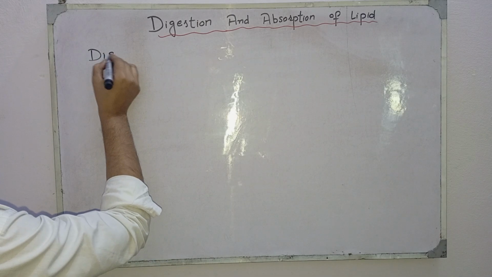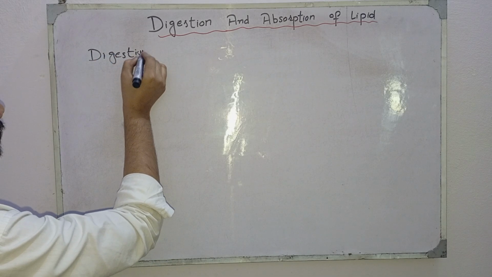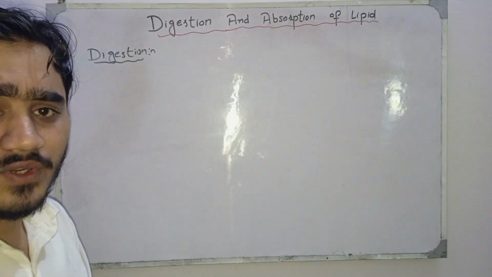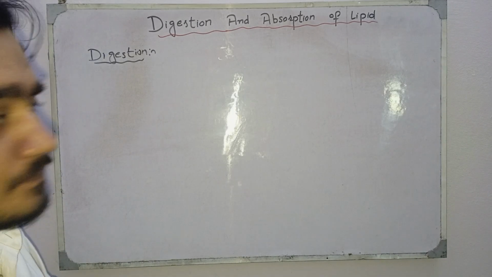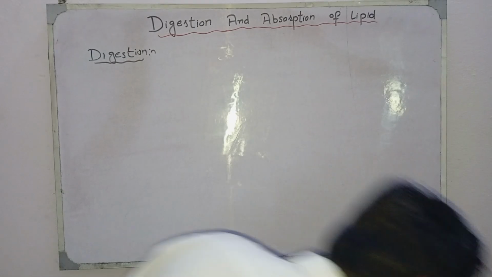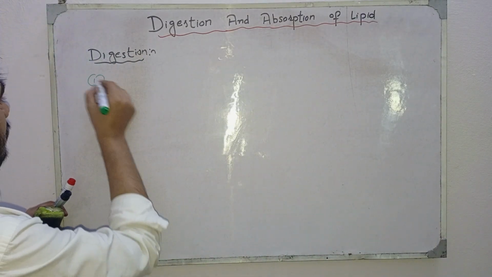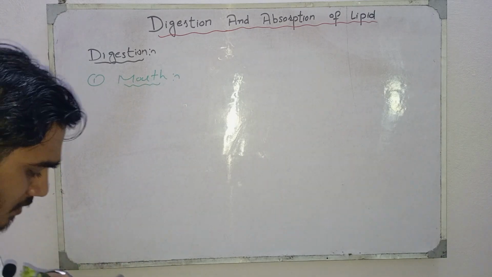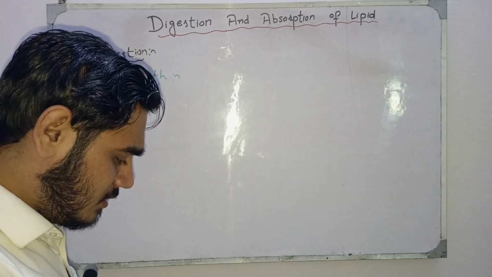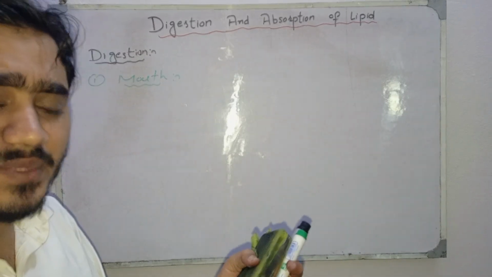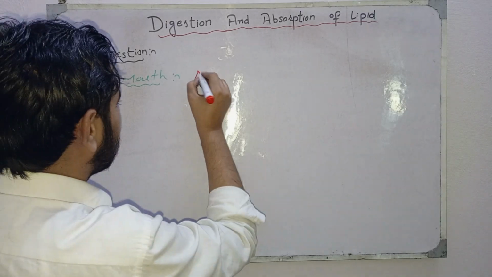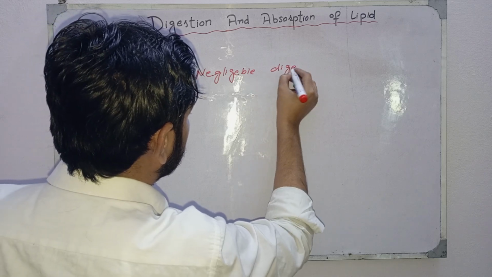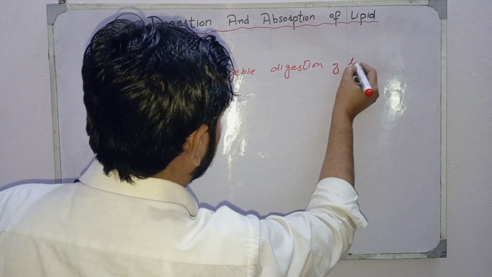Digestion. There are basically three sites for the digestion of lipid. The first one is mouth. In the mouth, there is negligible digestion of lipid. Why?